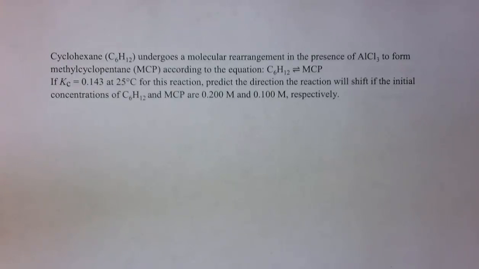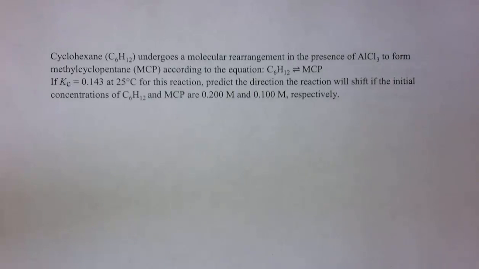This question says that cyclohexane undergoes molecular rearrangement in the presence of aluminum chloride to form methyl cyclopentane, or MCP, according to the following equation. If Kc equals 0.143, and this describes our system at equilibrium at 25 degrees Celsius for this reaction, predict the direction the reaction will shift if the initial concentrations of cyclohexane and MCP are 0.2 molar and 0.1 molar.